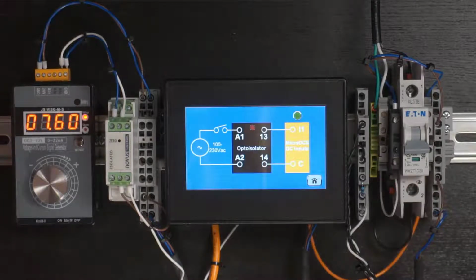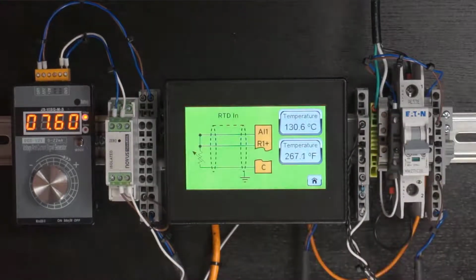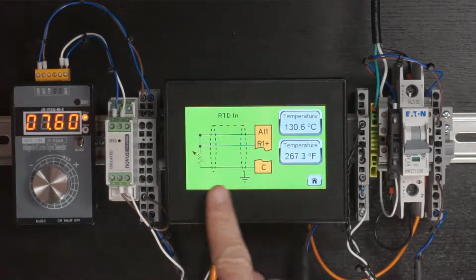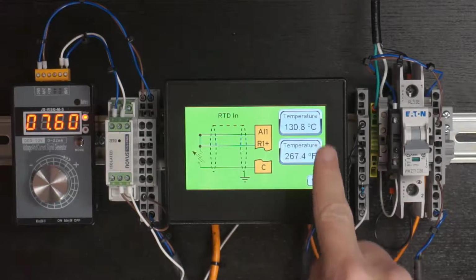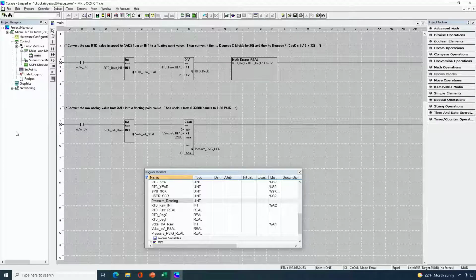But really, the wiring isn't all that complicated. Really what it's mostly about, frankly, is the scaling. How do we take our wiring here and convert that to degrees C and degrees F? I'm going to switch over to Cscape and show you some simple logic on how we do that.